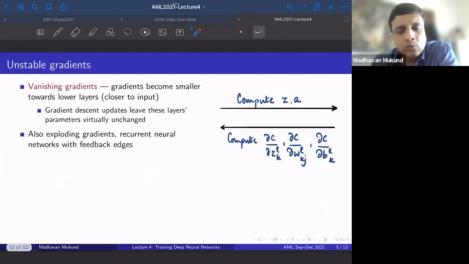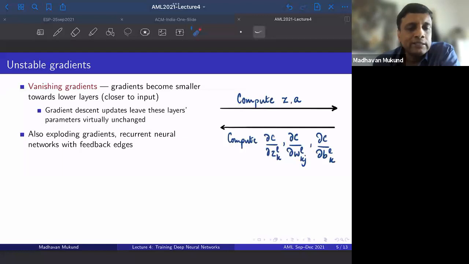Now, in cases where you actually have feedback, where you have edges going back, so these are called recurrent neural networks, okay, which you will see later on in the course, this could happen the other way around, as I said. So you could actually have a gradient which becomes very large. So even a small step with respect to the gradient changes the parameter in a large way.